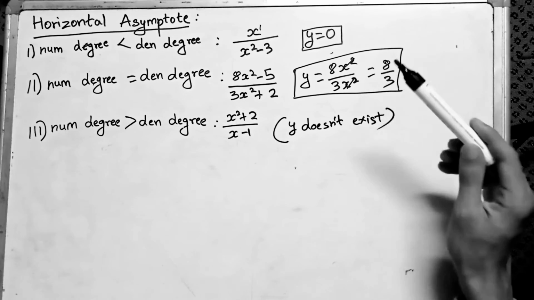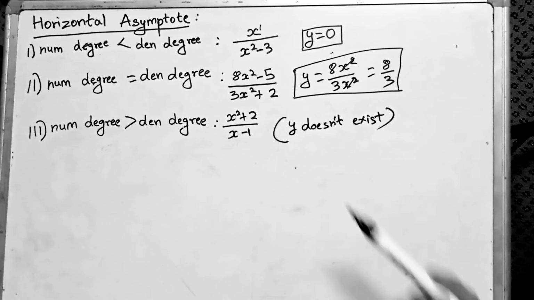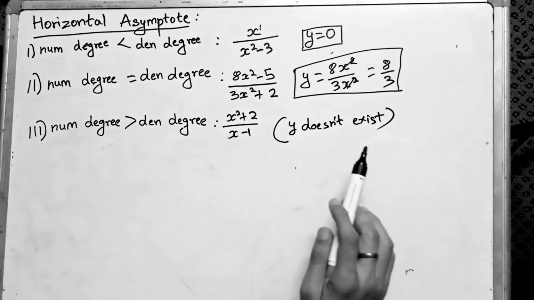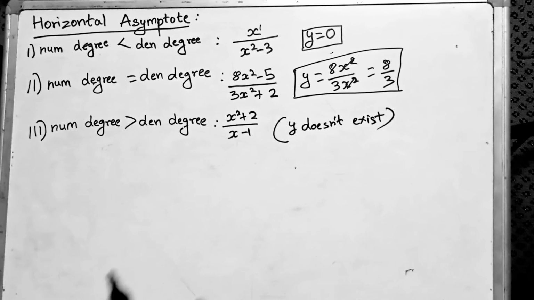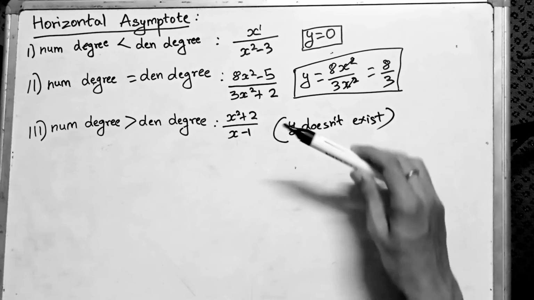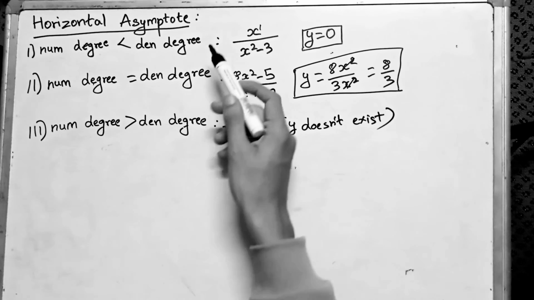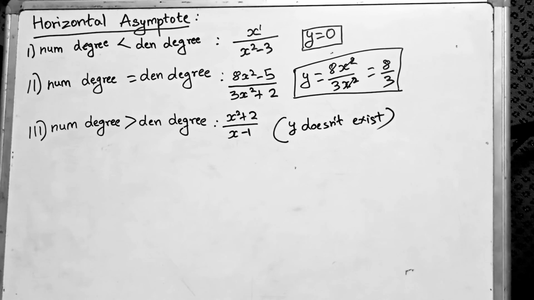of the terms that have the maximum power would be our horizontal asymptote. And thirdly, we have a case where the horizontal asymptote would not exist, and that is when the degree of the numerator is greater than the degree of the denominator. So make a habit of looking at the powers and the degrees and comparing those degrees with each other, and this is how you're going to find the horizontal asymptote.